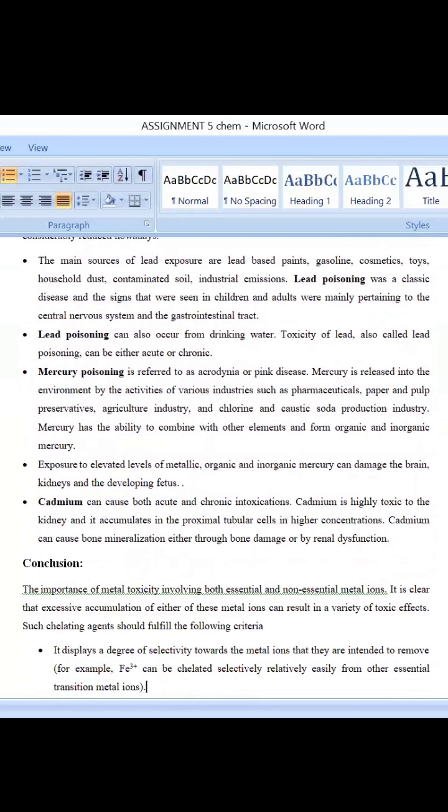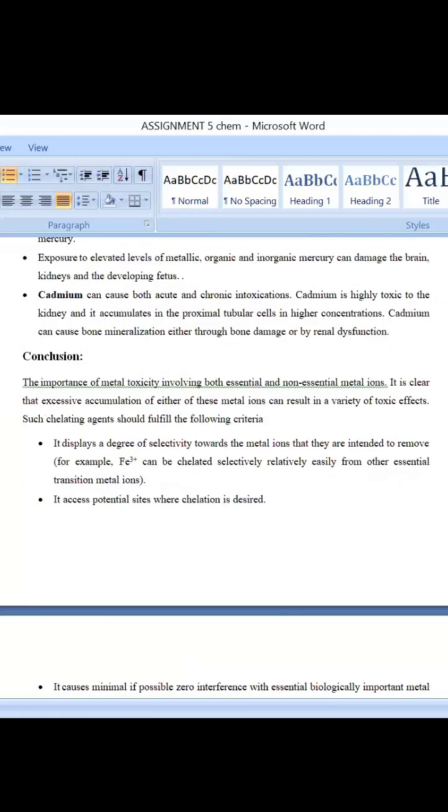Concluding the topic of metal toxicity, I will discuss the conclusion: the importance of metal toxicity involving both essential and non-essential metal ions. It is clear that excessive accumulation of either of these metal ions can result in a variety of toxic effects.